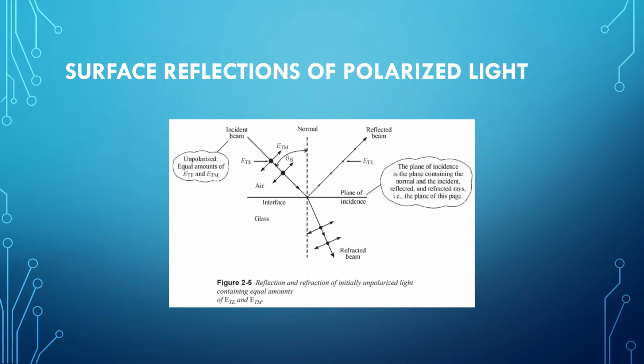So here you'll see we have an incident light that's unpolarized, and again, as it said in the previous slide, equal amounts of ETE and ETM. I have it at angle theta, and I'm shining the light against glass, and then it gets reflected, and as it's reflected, I have ETE is what's coming through on the reflected side. But you can see the refracted beam is unpolarized.